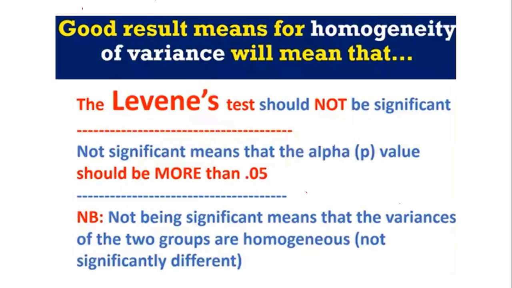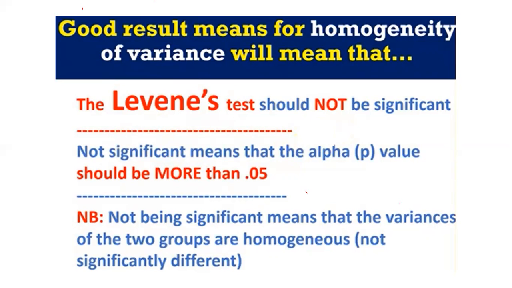So let's go ahead. Then also, for you to know your homogeneity of variance, which is what we call the Levene test, that also should not be significant. What do I mean by not being significant? It means that the variances of the two groups are homogeneous, that is, not significantly different. The variances that you have in the two groups, group A and group B, must be homogeneous. That is, not significantly different from one another. So your Levene test should not be significant. Your Shapiro-Wilk test should not be significant.